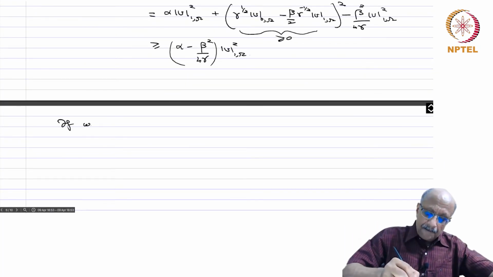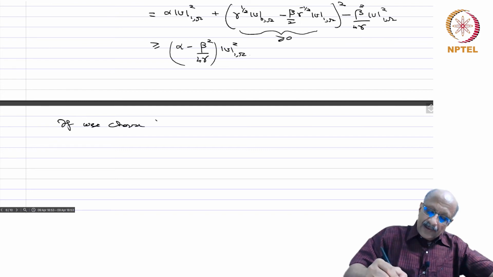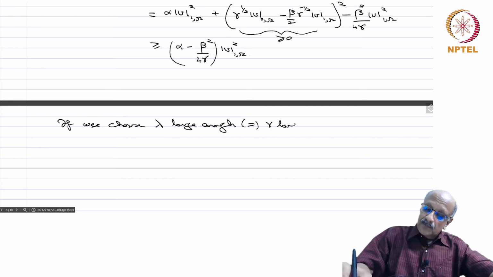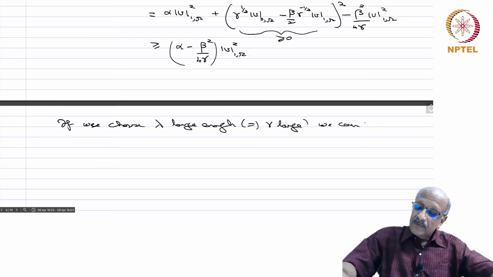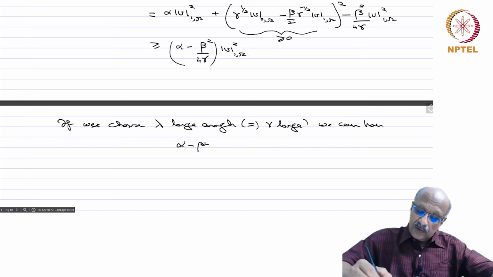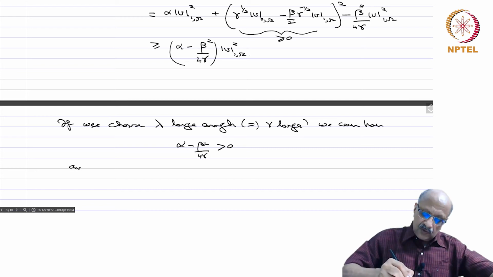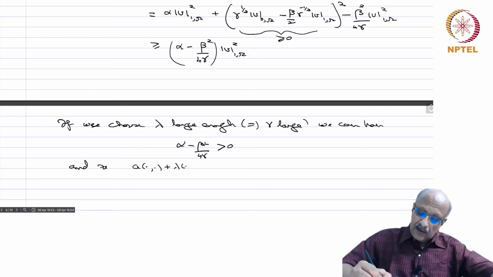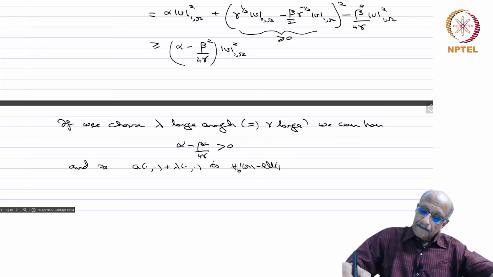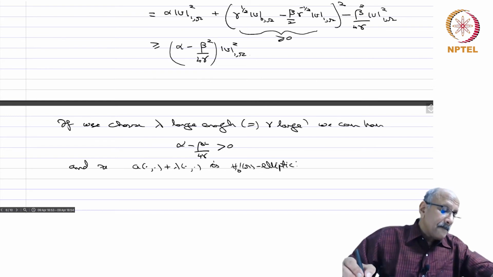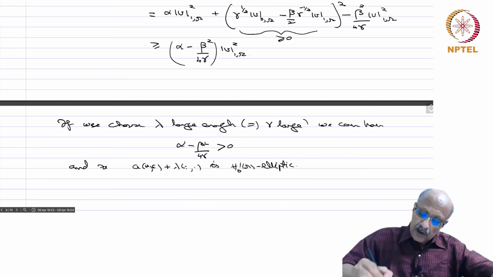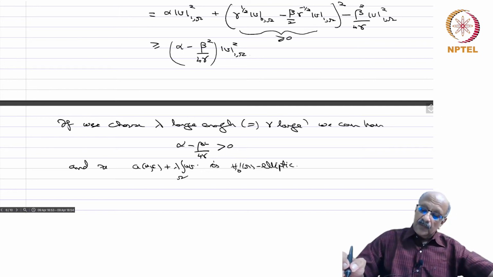So if we choose lambda large enough, which implies gamma large, we can have alpha minus beta squared by 4 gamma greater or equal to 0, and so A plus lambda times integral omega UV, that is AUV plus lambda times integral omega UV. This bilinear form is H10 omega elliptic.